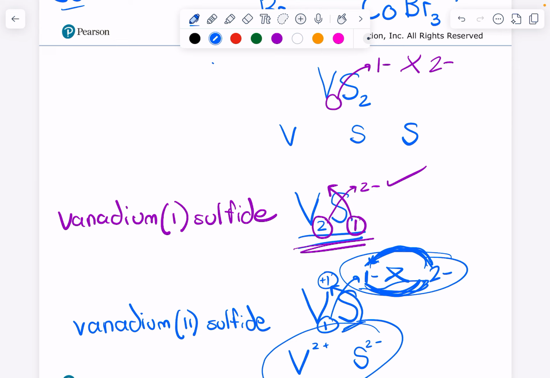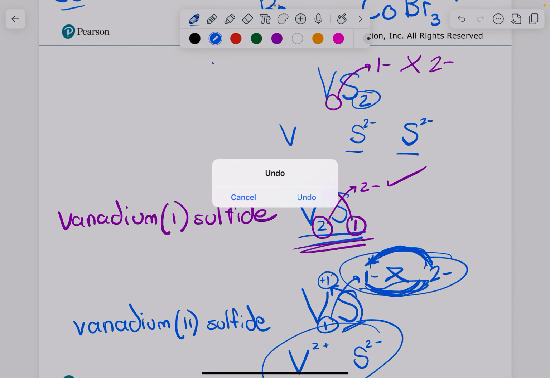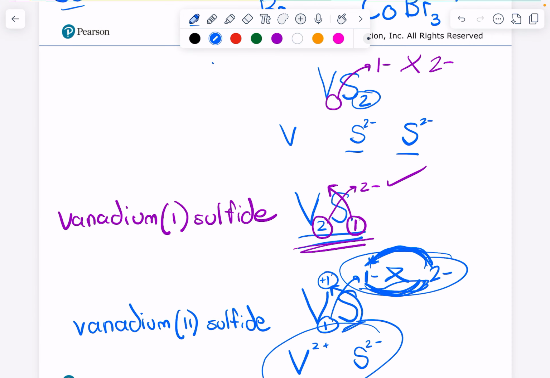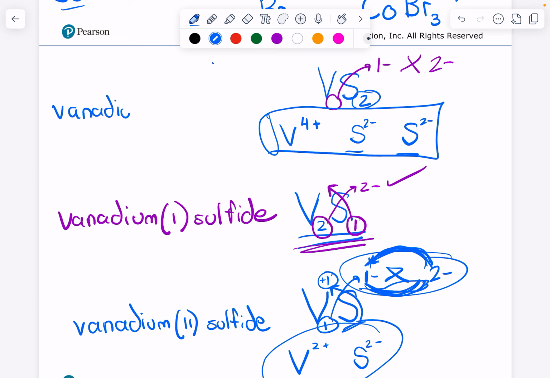So the sulfur, you know, and I wrote 2 of them because there are 2 of them, but I'm going to write them out like two separate things so that you can see it a little bit clearer. So if this is my compound and I have sulfur with 2 minus and 2 minus, the question is, what does this have to be? Okay, that's got to be a +4 in order for them to all balance out. Okay, so this would be vanadium 4 sulfide.